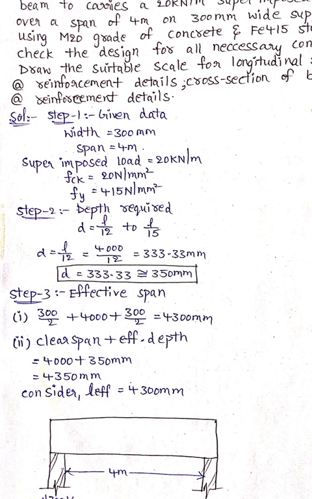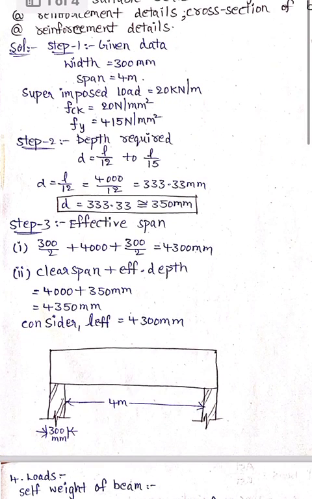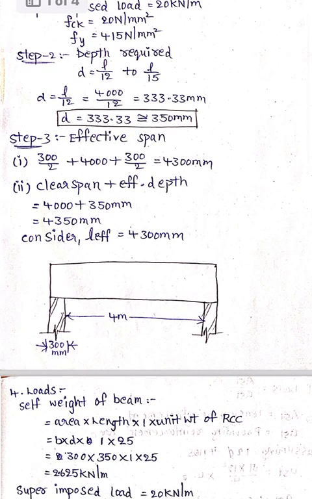We use M20 grade of concrete, FCK, and grade of steel Fe415. Kindly check for the necessary conditions of design of concrete. Here we observe the given data required for the problem: width of the beam is 200, span is 4 meters, superimposed load is 20 kilonewtons, FCK is 20 and Fy is 415. First, we have to determine the depth required of the beam.